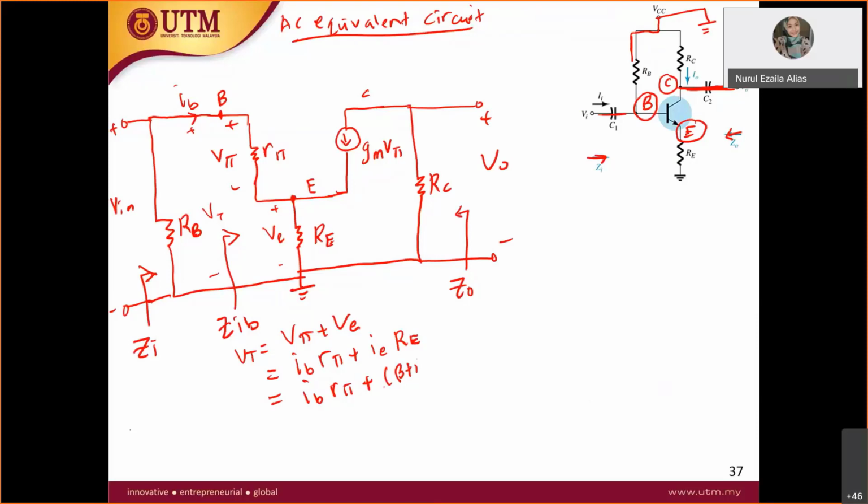Beta plus 1 IB RE. Still remember this? Beta plus 1 IB? Yes. Okay. All right, great, students. So this is VT. Okay, this is VT. Now I want to take this VT. So your VT here.